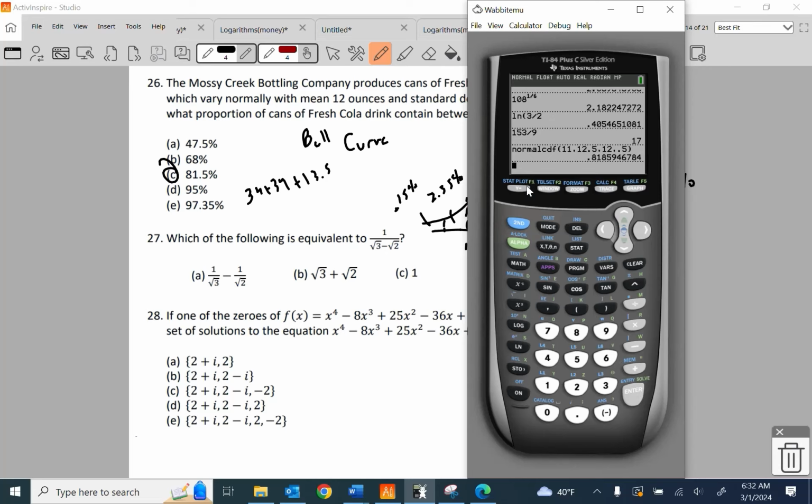Which of the following is equivalent to 1 over? Yeah, obviously I'll do this one by hand too, because it's not a hard concept. You got 1 over root 3 minus a root of 2. We have that little decimal 3.14.